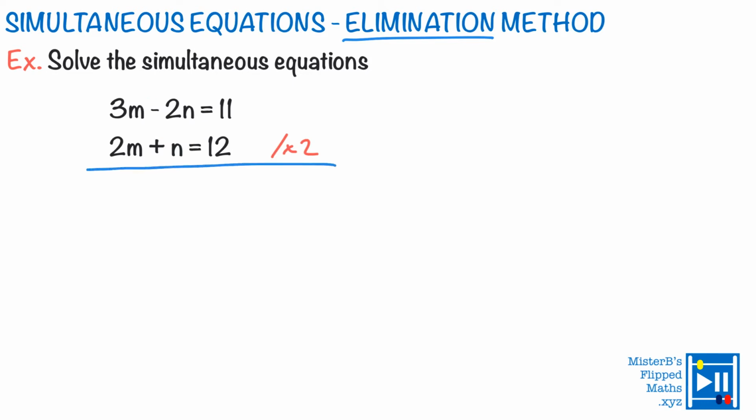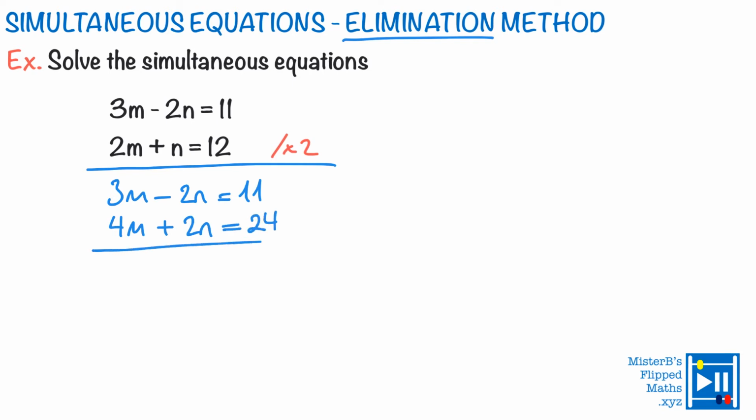If I multiply the second equation by 2, I have the first equation the same, 3m minus 2n equals 11. And then 2 times 2m is 4m, 2 times n is plus 2n, equals 2 times 12, which is 24. Now, if I add these equations side by side, I'll be able to cancel minus 2n and 2n. So it's going to be 3m plus 4m, which is 7m. And on the right-hand side, it's 11 plus 24, which is 35. So if I divide both sides by 7, I can find the value of m being 5.